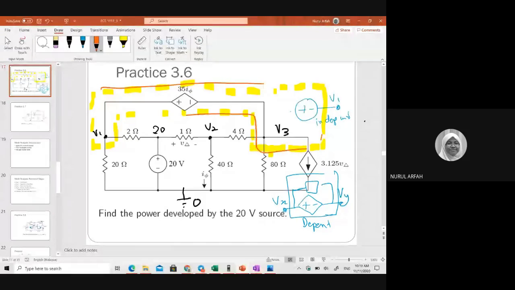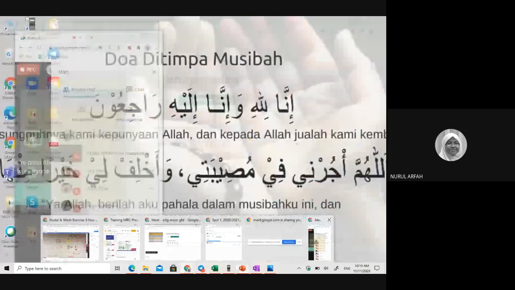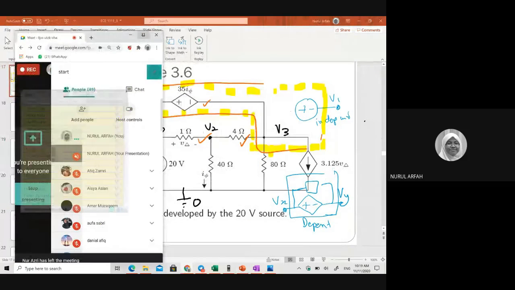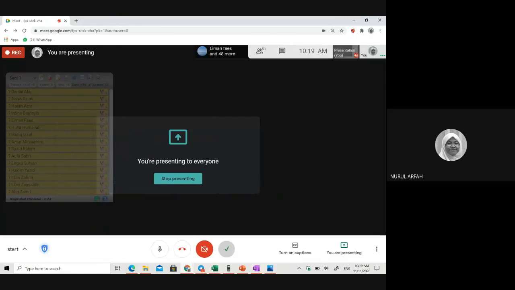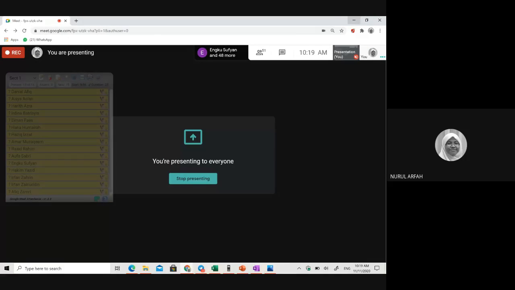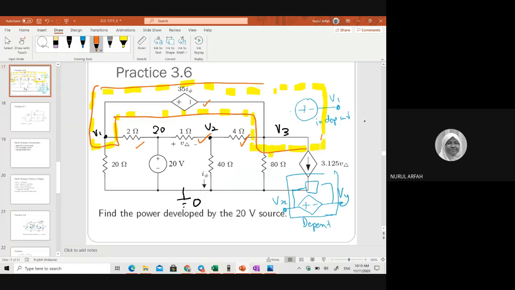Okay, like this. Do you think that the 2 ohms, 1 ohms, and 4 ohms here are all in parallel with the 35 I5 here, the voltage source? Do you think they are in parallel or not? The 3 resistors. This one, 2 ohms, 1 ohms, and 4 ohms.